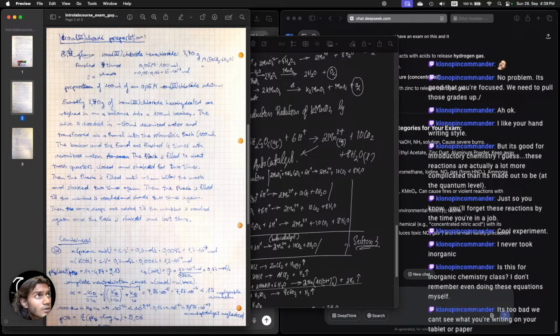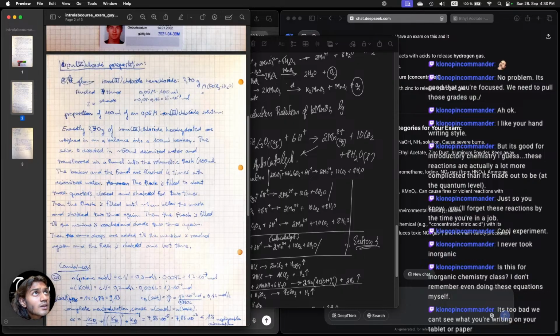is rinsed 4 times with deionized water. The flask is filled to about 3/4, closed and shaken for 2 hours. Then the flask is filled to just below the mark, shaken 2 times again. Then the flask is filled till the meniscus is reached and shaken 2 times again. Then some drops are added till the meniscus is reached again and the flask is shaken one last time.